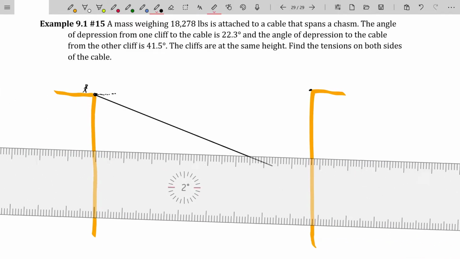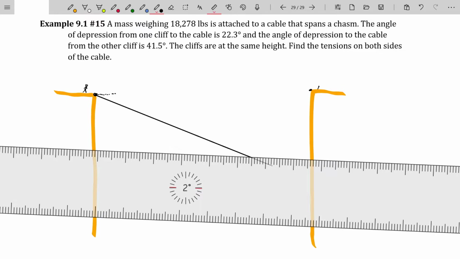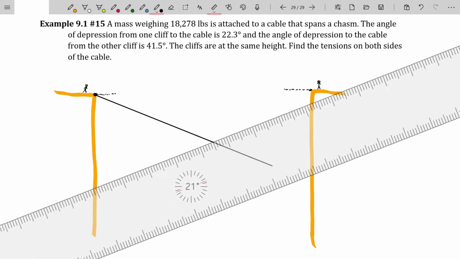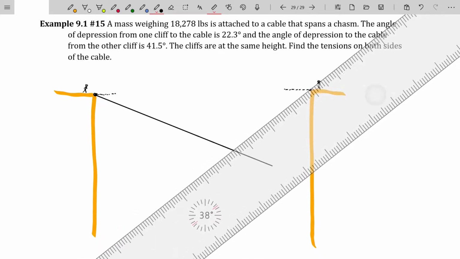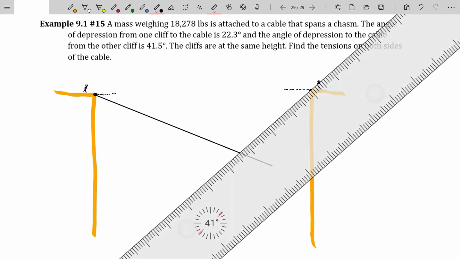The other cable, so somebody else is on the other side. And they notice the angle of depression to the cable on this side is 41.5 degrees. So let's go ahead and just put it at 41. Yikes, it's fairly steep. So obviously this object's barely hanging on. Okay. All right. I guess I could have drawn that solid, right? All the way up to there.